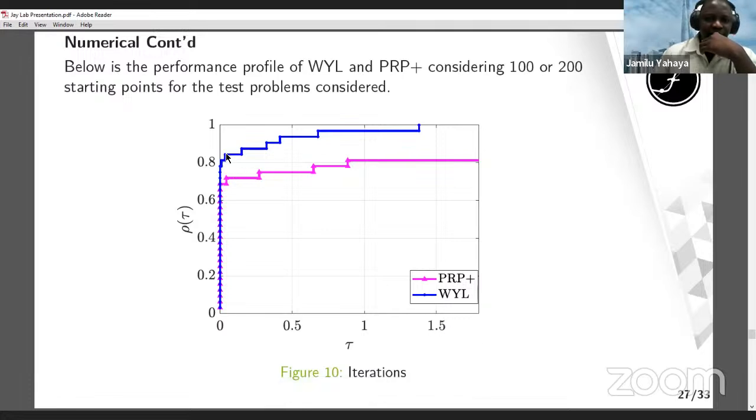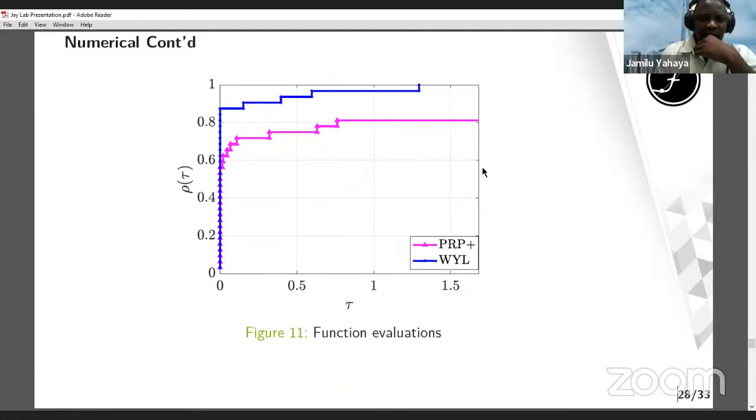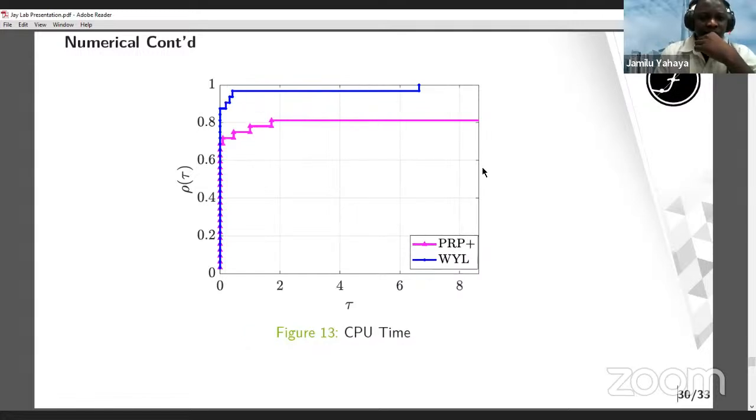If you look at it, you can see that the WYL performs better than the PRP plus in efficiency. In terms of function evaluations, again, the WYL also performs better. In terms of gradient evaluations, the WYL also performs better. When it comes to CPU time, this also shows that WYL is effective and robust.